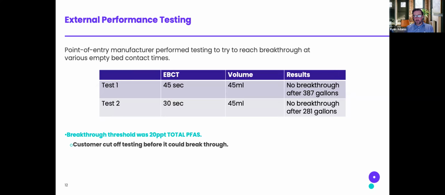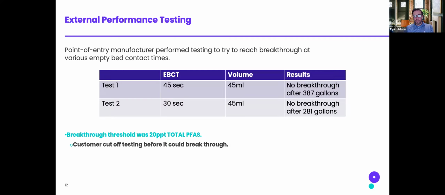You can see the volume of media they used there. And they basically ended up stopping the test because it was taking forever and not breaking through. So I think the equivalent there is roughly 30,000 bed volumes that saw no breakthrough, and we still could have been going on for quite a while. The breakthrough threshold was 20 ppt of total PFAS, so they cut it off before the end.